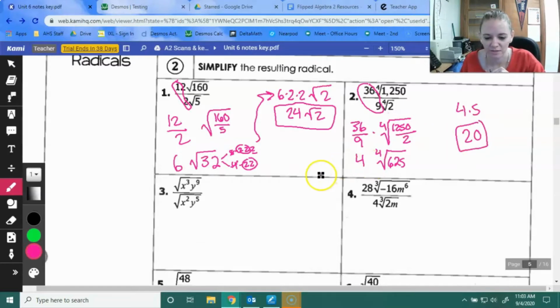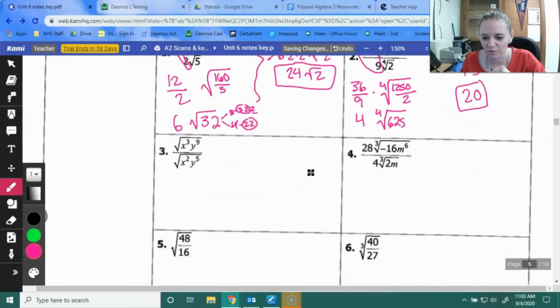Okay, hopefully that makes sense to you guys. We got some with variables in here. We've got one with a negative.